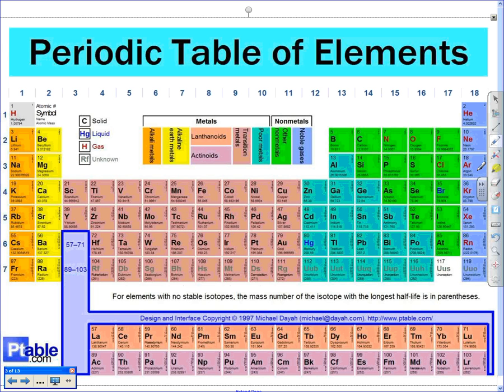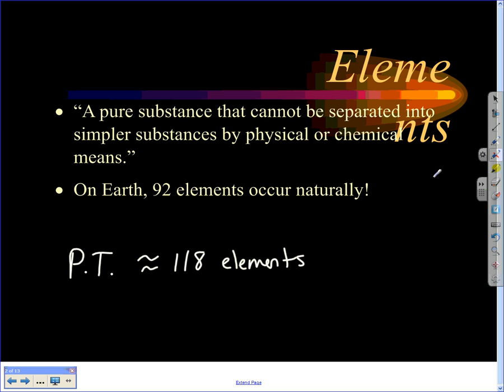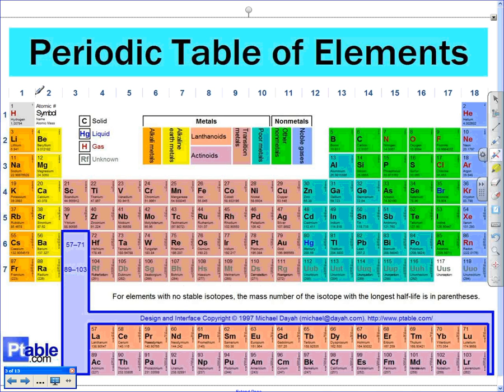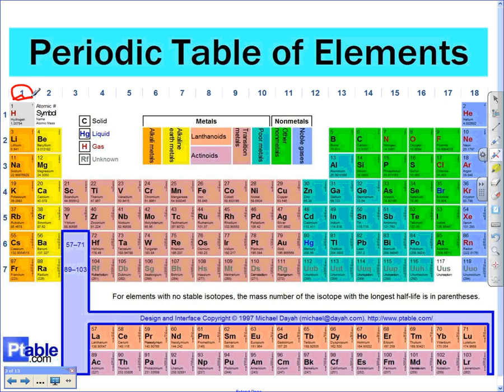Just to give you a quick rundown on the periodic table here. These numbers at the top represent families or groups. When we're talking about families or groups, we're talking about the columns. So this column over here would be family 1, family 2, family 3, 4, 5, 6, and so forth, ending in family 18, which we call the noble gases. The noble gases over here are inert. They don't like to react.